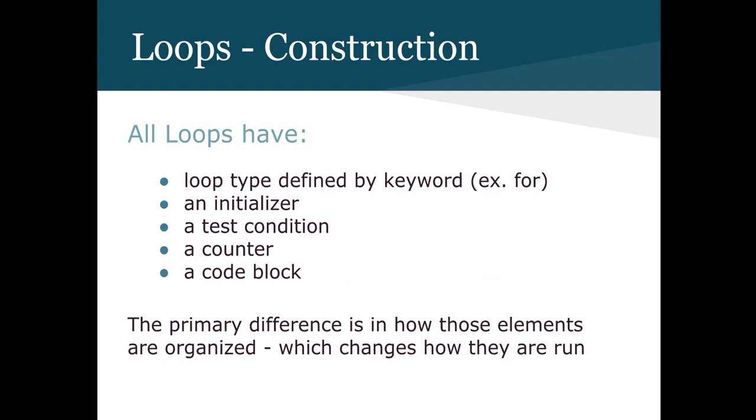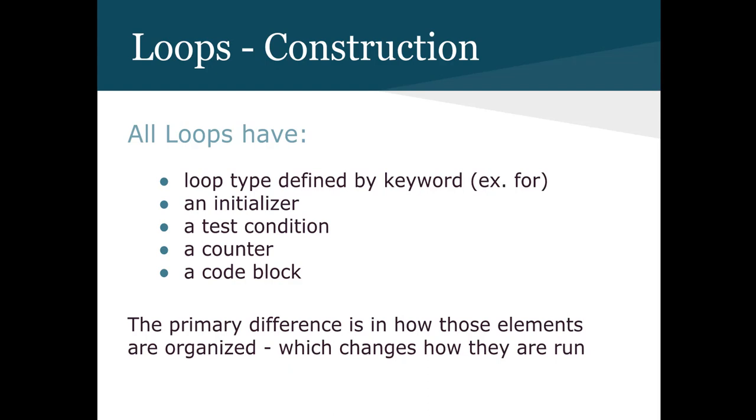Okay. So all loops have a loop type defined by a keyword: for, while, do. An initializer, like we use the letter i to stand for that. A test condition that basically says, as long as this condition is true, keep running this loop. A counter of some kind, and a code block to execute within the loop. The primary difference between these loops is how those elements are organized, what changes, and how they are run.